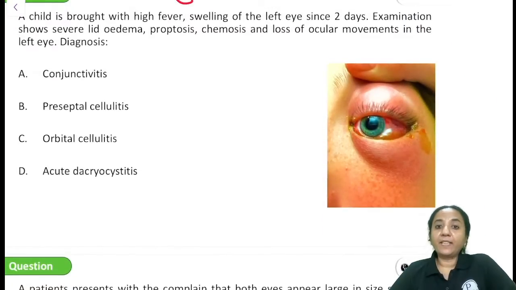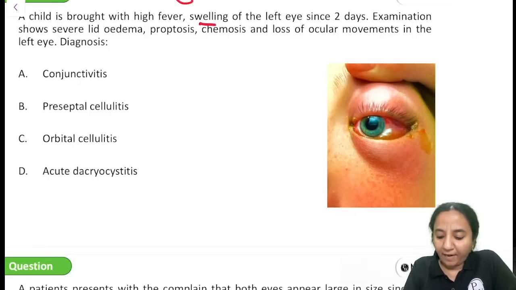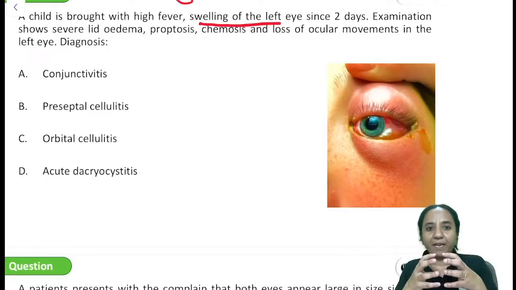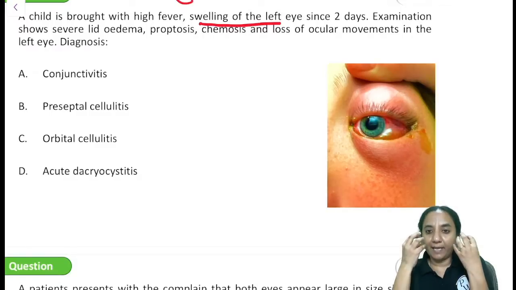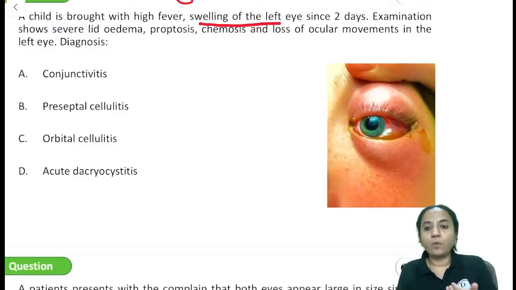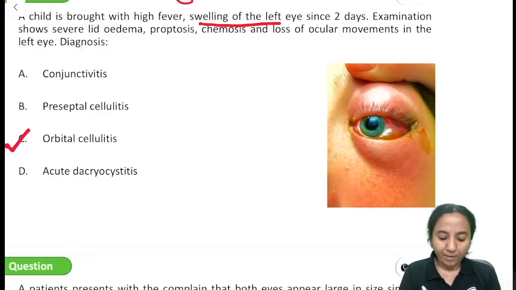A child is brought with high fever and swelling of the left eye. On examination, you can see that the eyes are edematous. You are hardly able to separate the lids. You will see that the conjunctiva is ballooning out. You can see proptosis, and there is a loss of ocular movement. So common sense, this is orbital cellulitis.